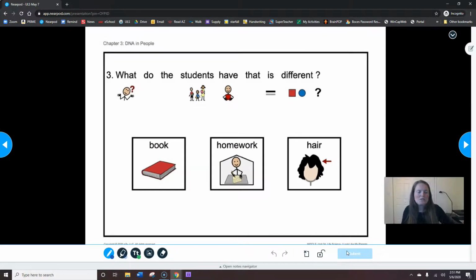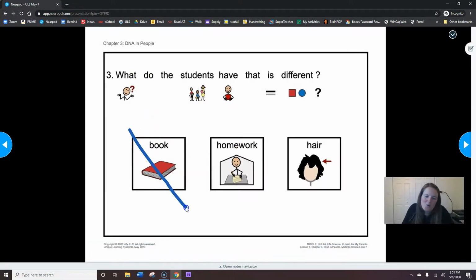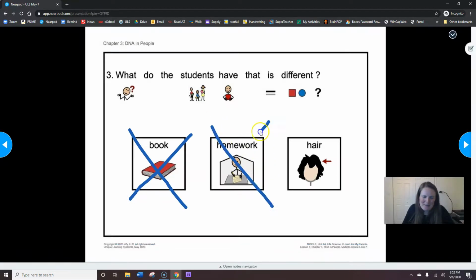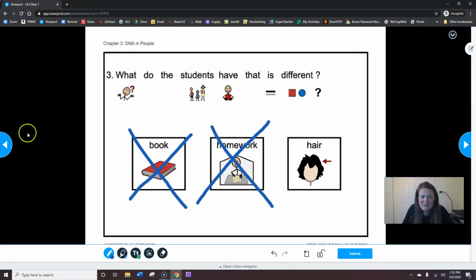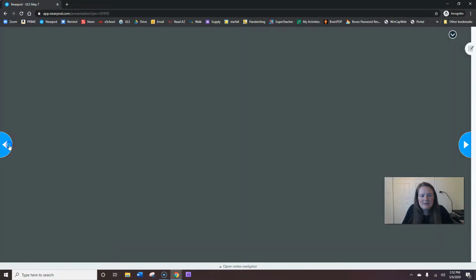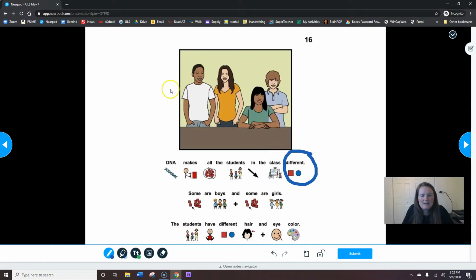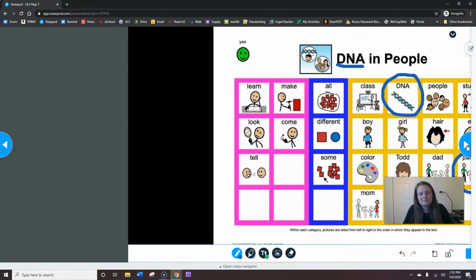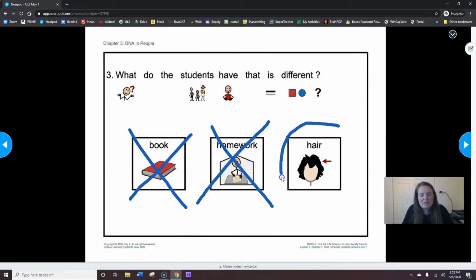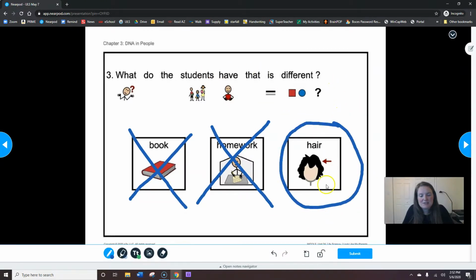Okay. What do the students have that is different? The students, do they have different books? We didn't read about books. Do all the students have different homework? We did not read about homework. Did all the students have different hair? I'll go back to the picture so we can see. So they all have different hair. It's all different colors. What do the students have that is different? They all have different hair. So I circled hair, you circle hair, and then we hit submit.